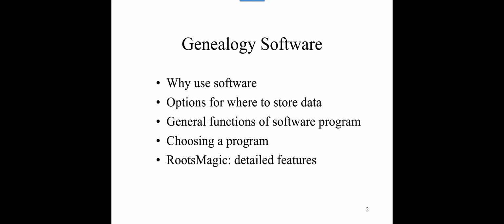So what I want to cover is why you would want to use computer software or online software, and what your options are for where to have your data stored. Then the bulk of the talk will focus on the general functions of a software program, all of the kinds of things it can do for you. Very briefly, how to choose a program and where to get information about it. And then the other major part of the talk is about the program called RootsMagic, which is my favorite. I've had a number of different programs, and I currently own more than one. I'll take you through some of its detailed features so you get a more specific idea of how these things work.